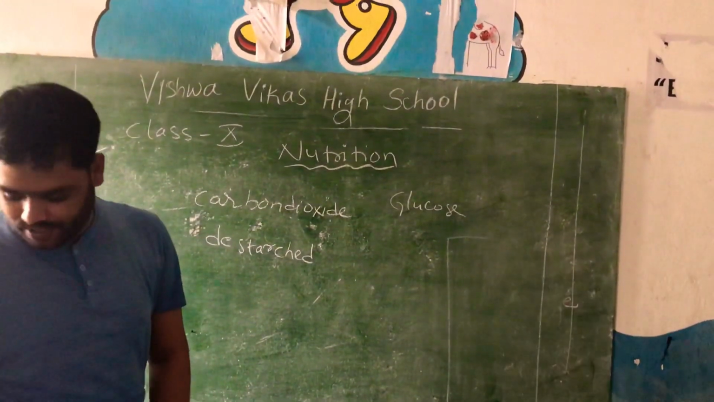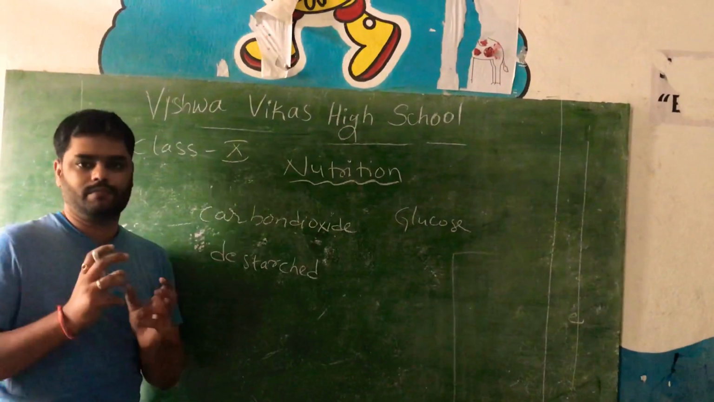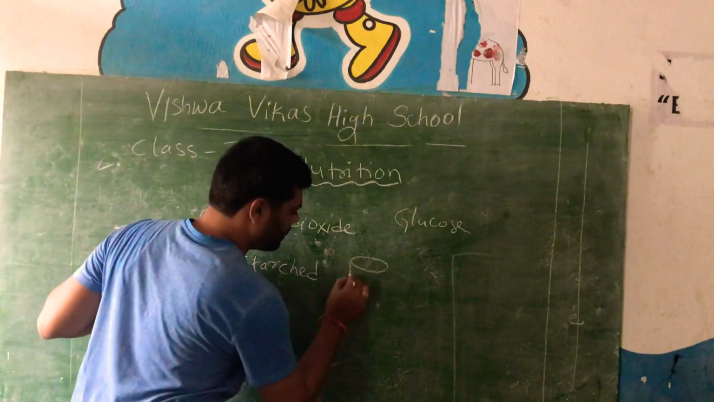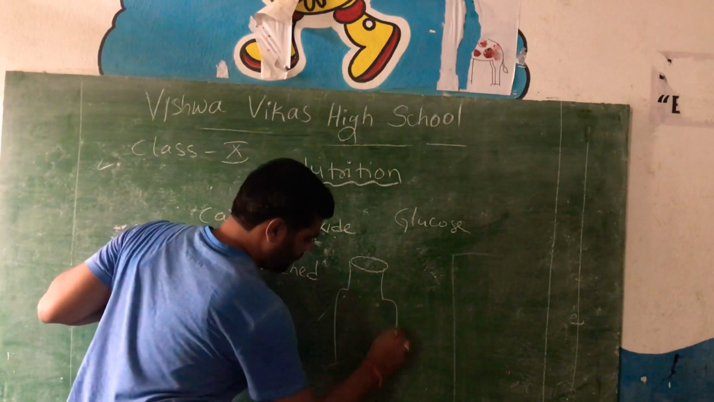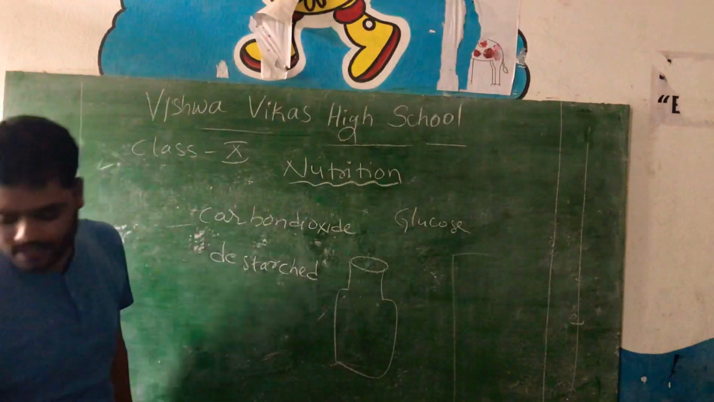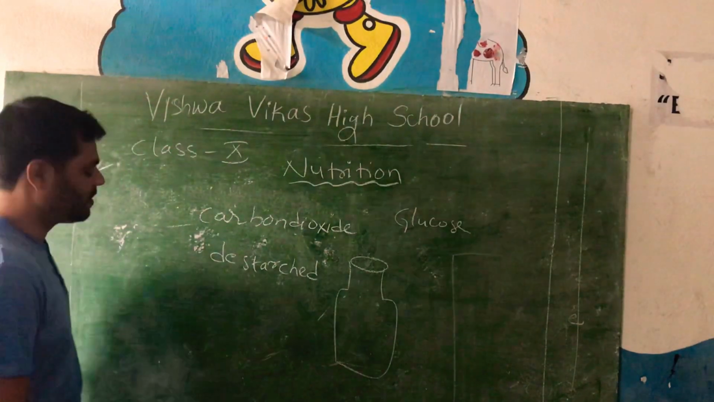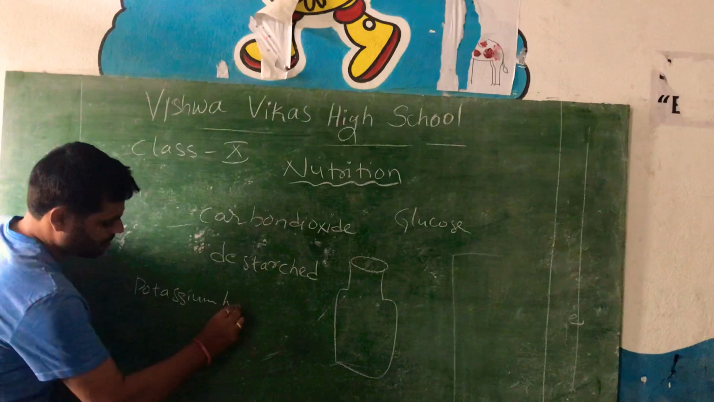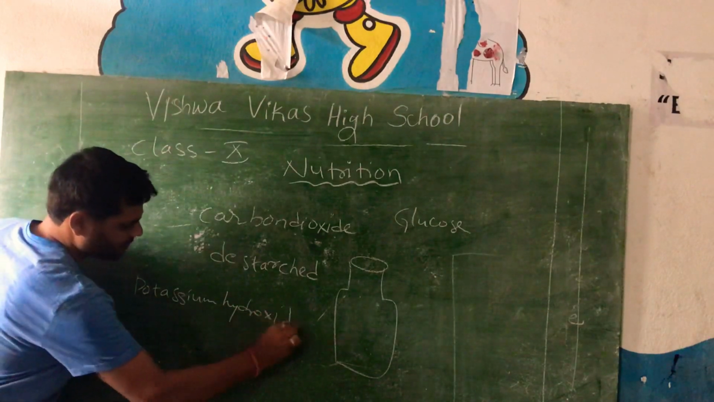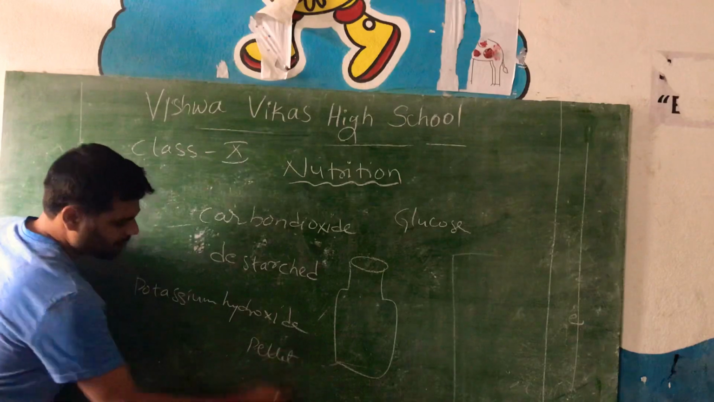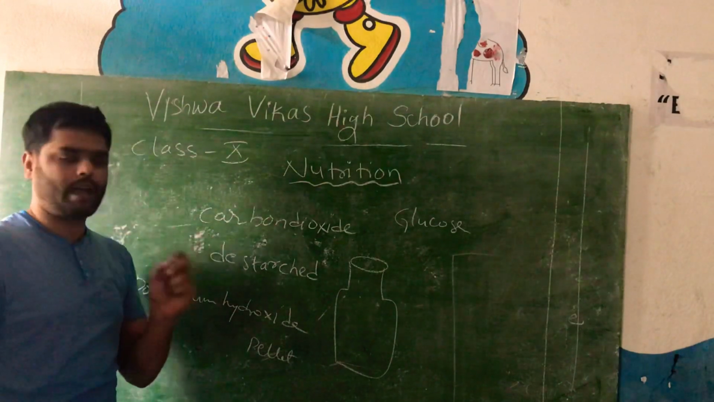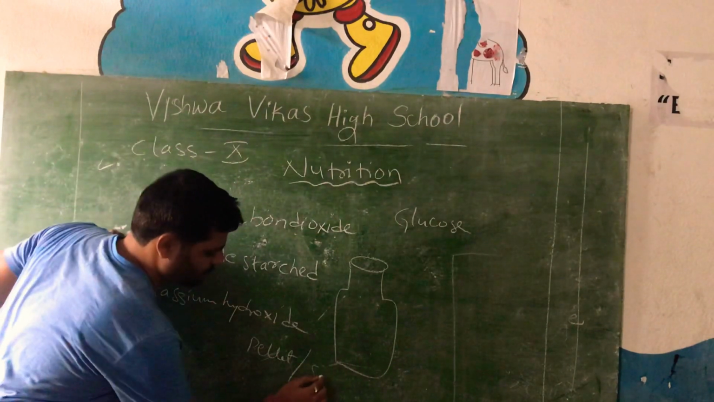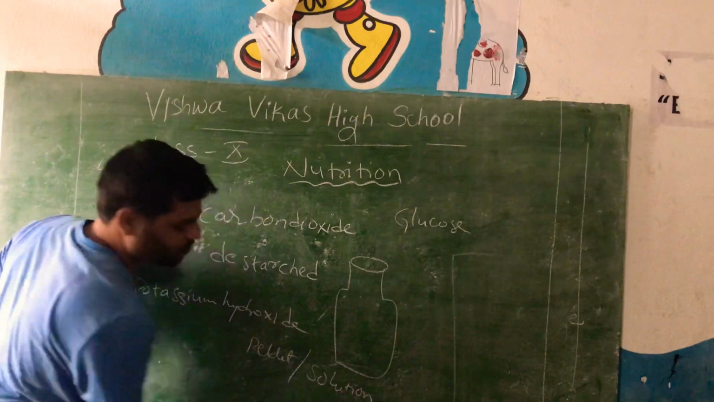Then we need one transparent glass bottle, a wide mouthed transparent bottle like this. In that we will keep potassium hydroxide pellets. Potassium hydroxide pellets are in the form of tablets; in the form of tablets we call them pellets. Otherwise we can keep sodium hydroxide solution also. We can keep the solution in this bottle.